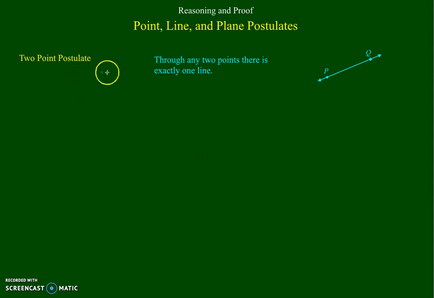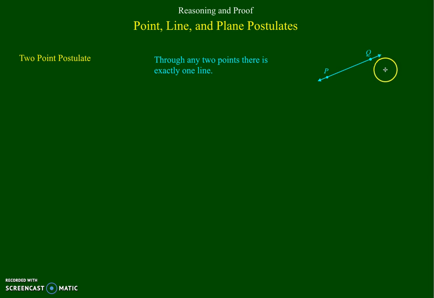And the two-point postulate says, through any 2 points, there's exactly one line. And we talked about this before when I drew a curve through those 2 points and said that's not a valid line because it's not straight. And so this basic idea was one of the fundamental first postulates that Euclid had penned originally.